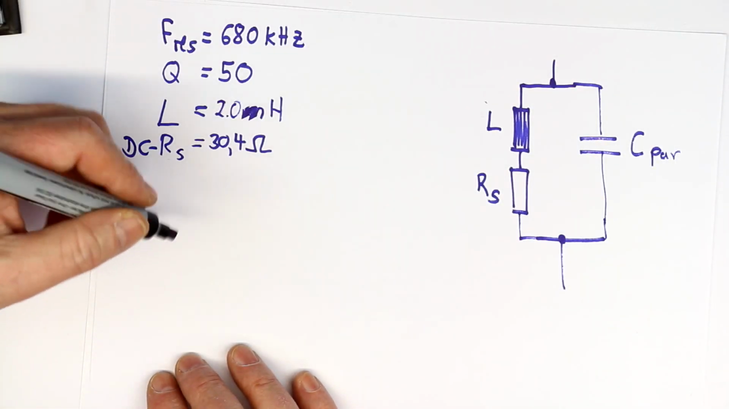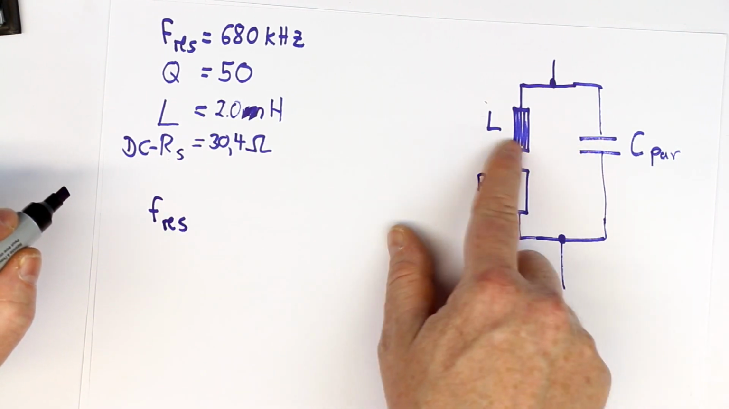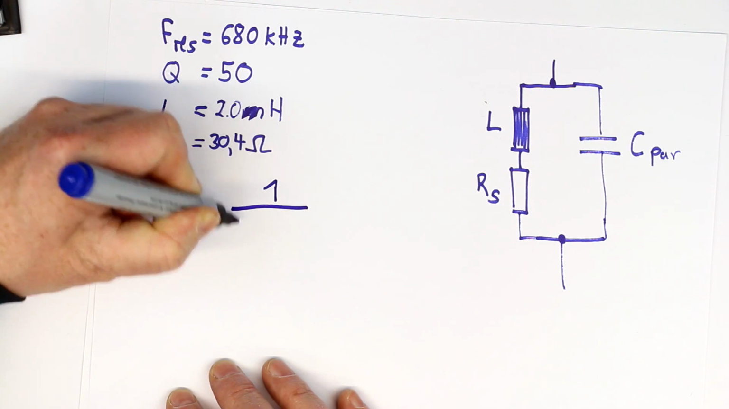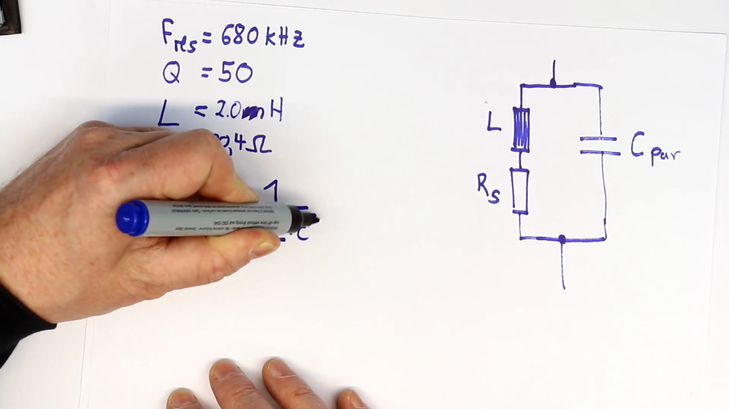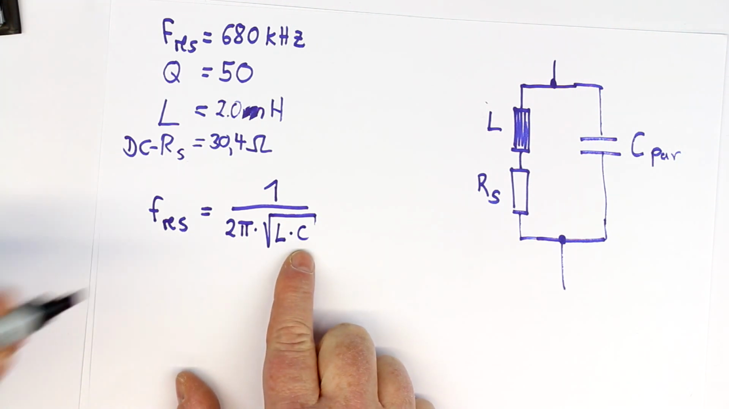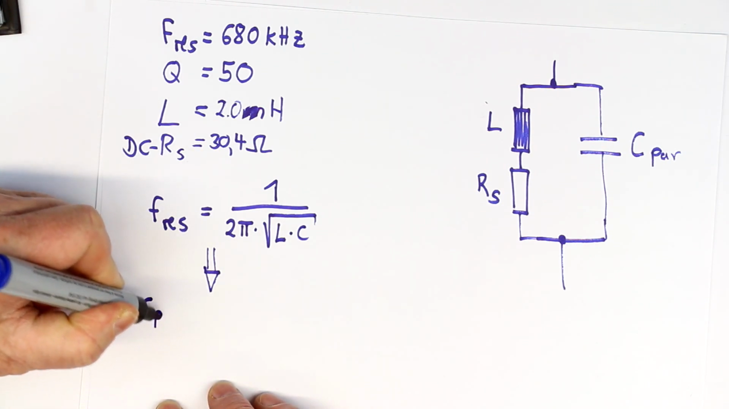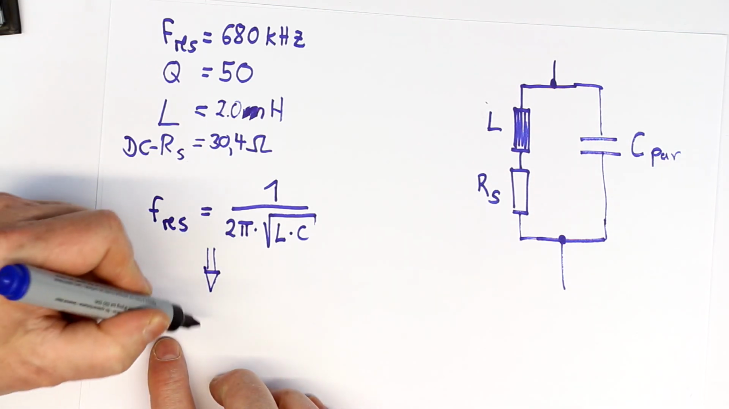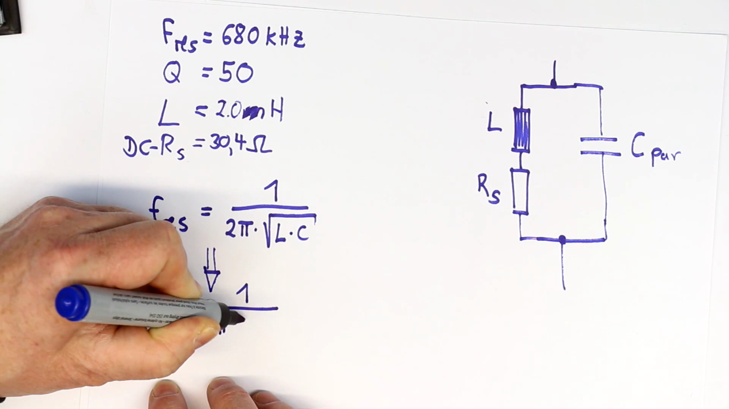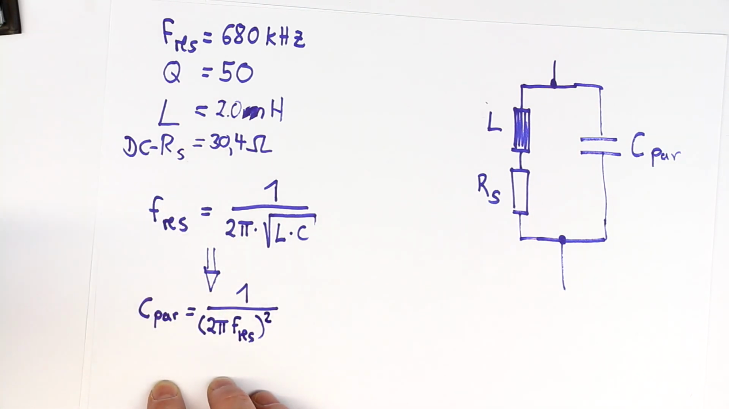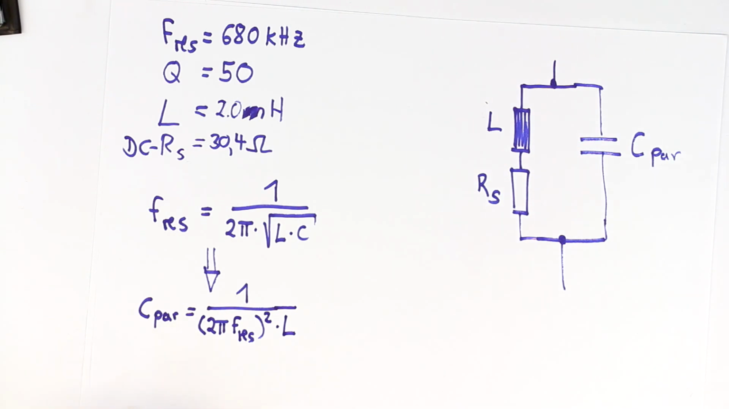So even if you're not an electrical engineer, you might at some point have heard that the resonant frequency of a tank circuit is 1 over 2 pi times the square root of the inductance L times the capacitance C. And C is now what we are searching for. Now we just change the formula to give us C. In this case, it's the parallel as well as parasitic capacitance, and that is 1 over 2 pi times the resonant frequency, which we already know, and that is squared, and then times L. And this gives us the unknown parallel capacitance.